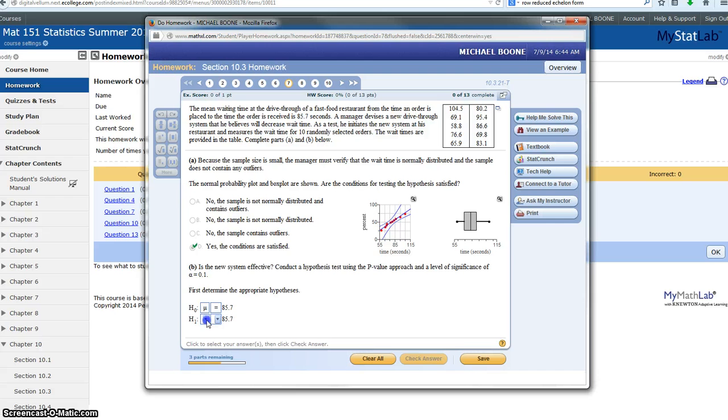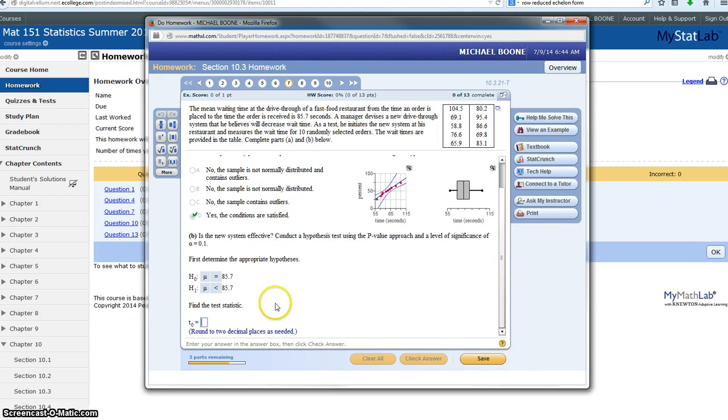Now my alternative is always going to be the same parameter, so population mean, and now we have to look at the wording to see if we think it's greater than, less than, not equal to. So a manager devises a new drive-through system that he believes will decrease wait time. So we want to see if it's less than, it's a decrease, and that'll give us our appropriate hypothesis.